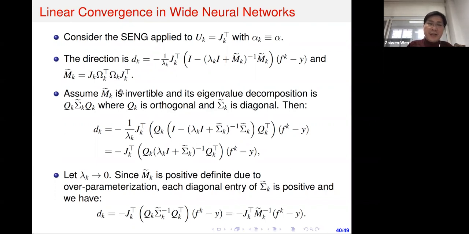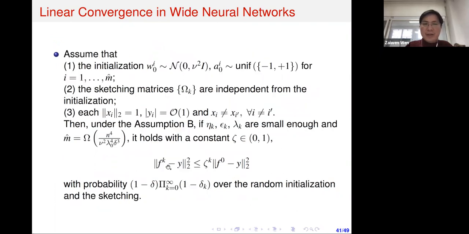Then by certain calculation, d_k can be computed in this way. If the parameter lambda_k converges to 0, then d_k is constructed in this way. It's very similar to the neural tangent kernel. Therefore, we can do the analysis and establish the linear convergence of the function values.